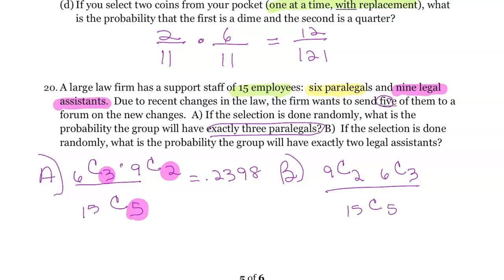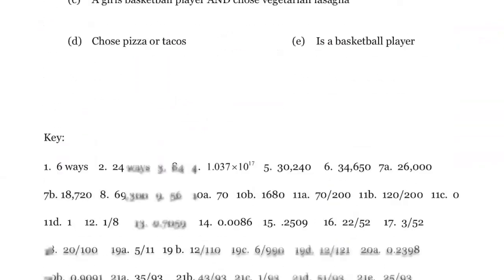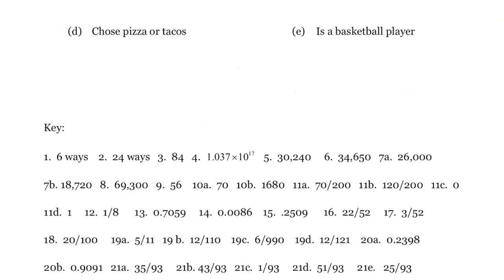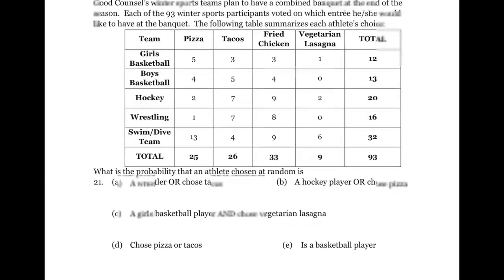And once again, this plus this equals this. And in my calculator, I will get 0.2398 again. Okay, so we're up to the last page. And we just have, here's your key, by the way. We just have a table to work with. Let's see if we can put the whole table up.